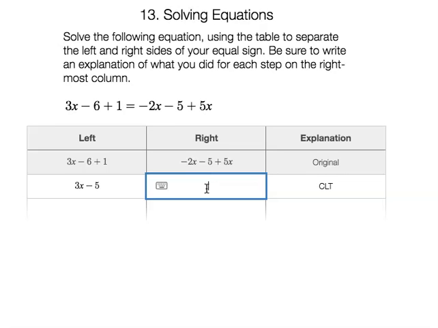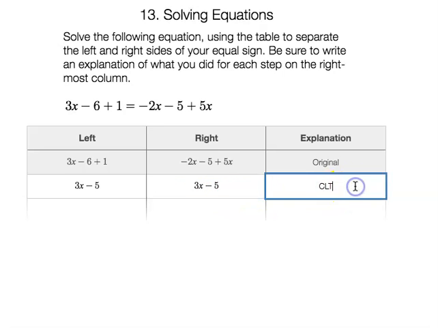So here I have a negative 2x and a 5x I can combine. So if I have 5x, think of it as 5x minus 2x, I get 3x. Or if you want, you can think of it as negative 2 plus 5 would still give me plus 3. And then it's a minus 5.